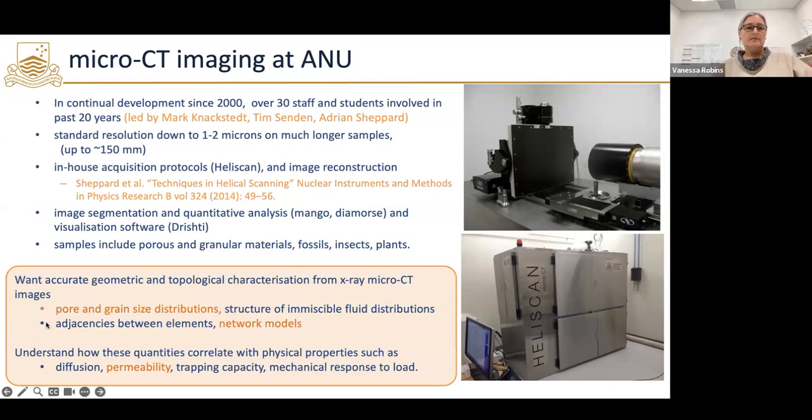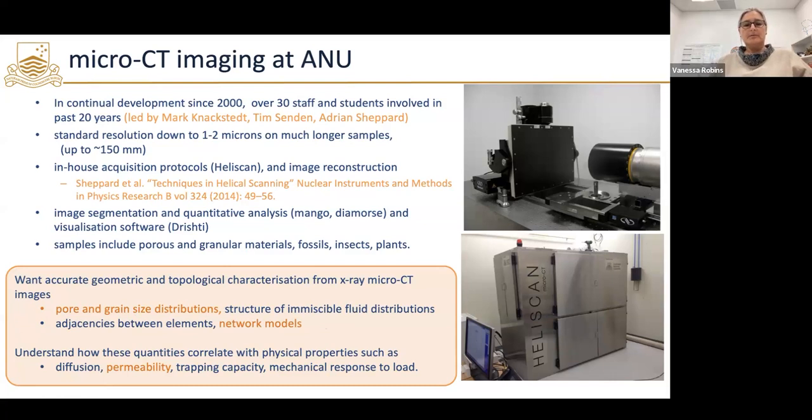And then the topological aspects that we obtain are things like the adjacencies between elements. So that would be grain adjacencies and also pore adjacencies in order to build network models. And then in terms of the physical applications, we want to correlate this geometric and topological structure with properties such as the way diffusion occurs through the pore space.